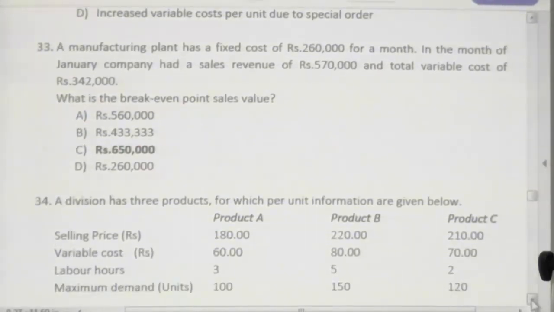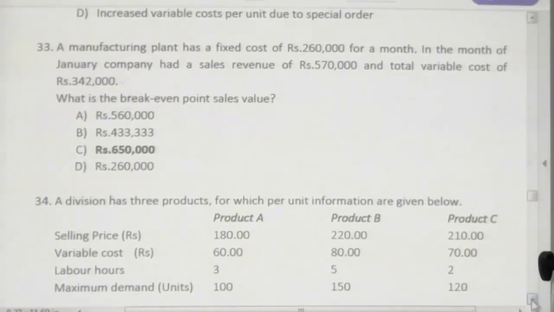Question 33. A manufacturing plant has a fixed cost of 260,000 per month. In the month of January, the company had a sales revenue of 570,000 and total variable cost of 342,000. They are asking for the break-even point sales value. We know to calculate the break-even point sales quantity, fixed cost needs to be divided by contribution per unit. Then you can calculate the break-even quantity, but here they are asking for the break-even point sales value in rupees.